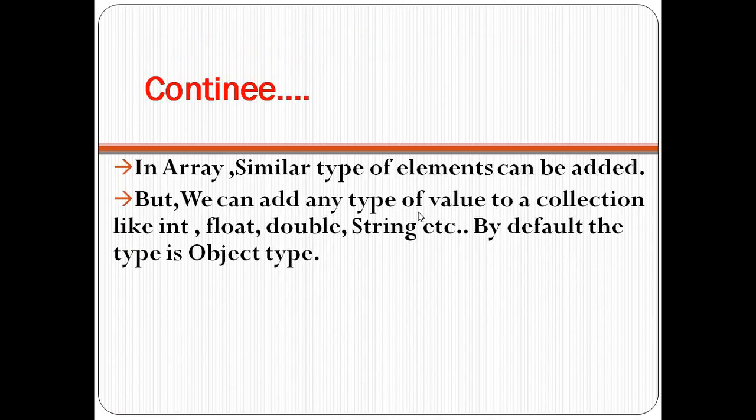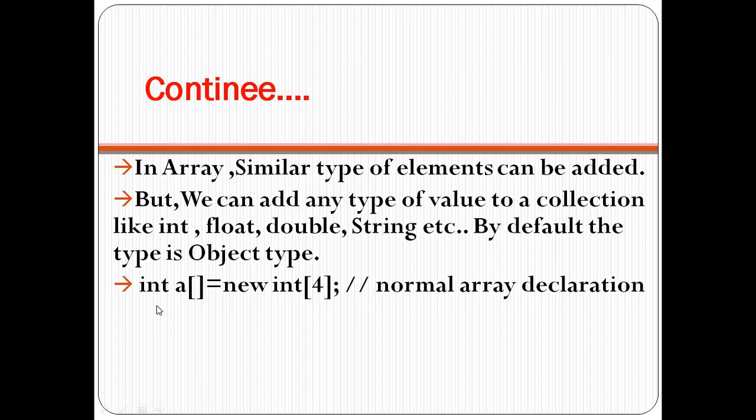In array, only similar types of elements can be added, but we can add any type of value to collections, like int, float, double, string, etc. So the array is type safe. Only one type of element we can add to an array, but in collections, any type of elements we can add. By default, the type is object type.